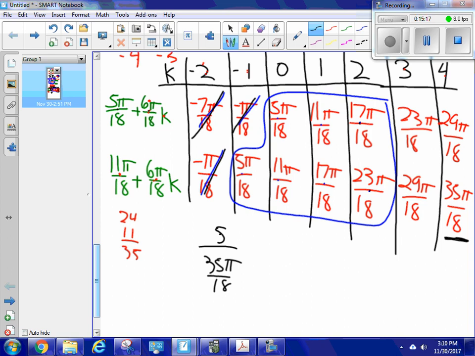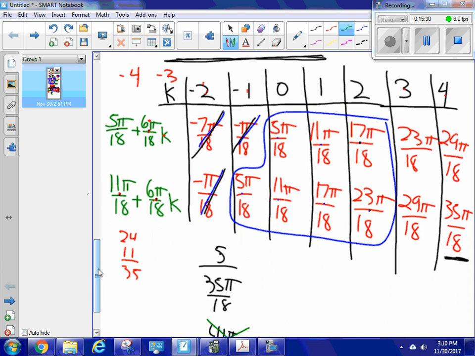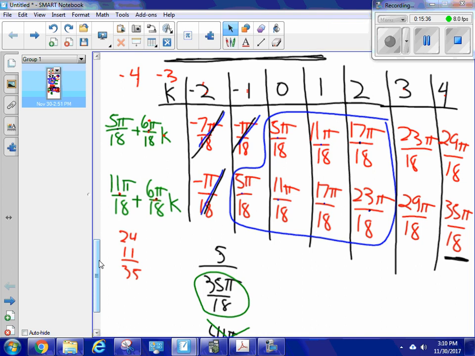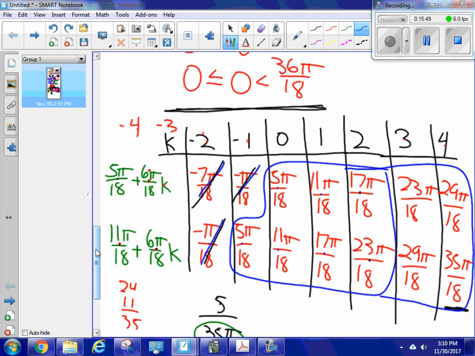And 5 times 6 is 30 plus 11. That would be 41 pi over 18. And that one is not going to work. That is outside of our range. So this 35 pi over 18, I already had that over here. So I'm just going to expand my correct answers to include all of those. And those are all of the correct answers that I can find within the restriction I was given, 0 to 2 pi. But that's a lot of answers.